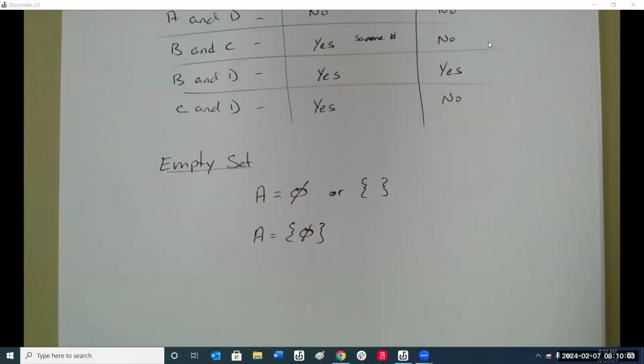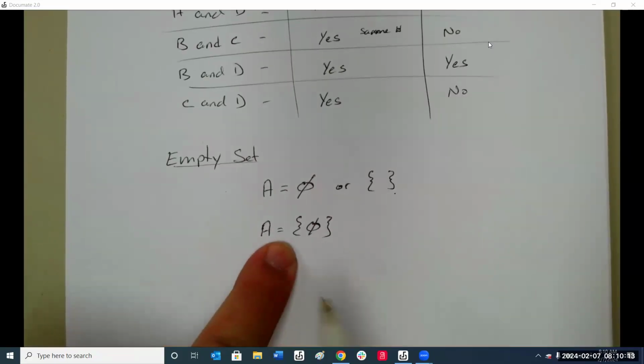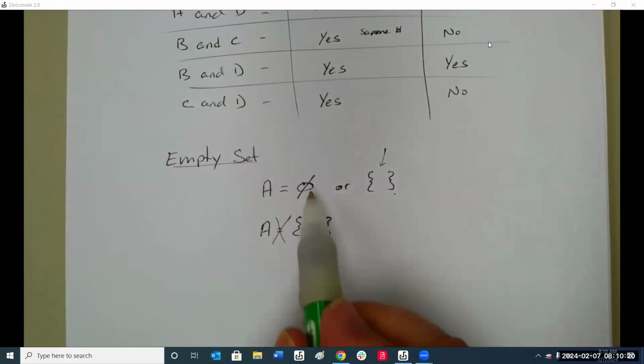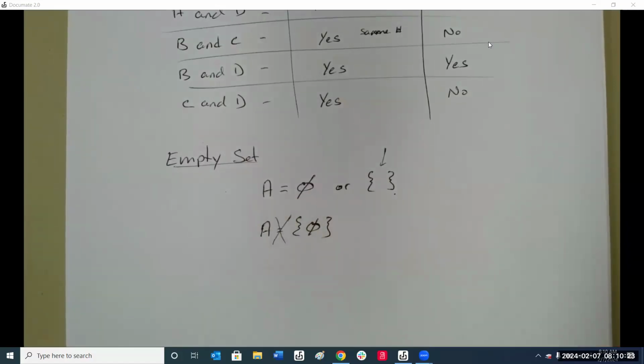So what's that? This is a set notation, right? Is that set notation empty? No, so you cannot do that. It's either going to be the zero with a line through it or the empty brackets. You can't combine them, because this one says the set of empty sets, which is a set in itself.